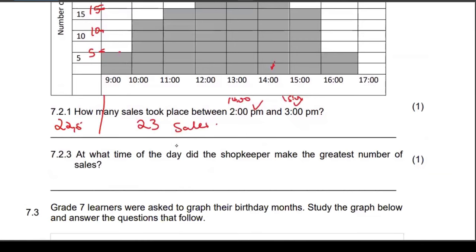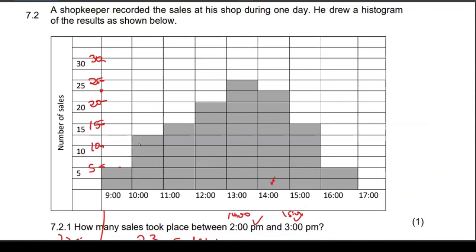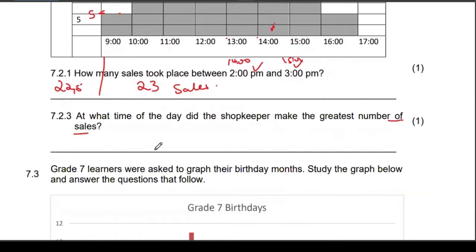At what time of the day did the shopkeeper make the greatest number of sales? For the greatest, we look at the tallest bar, which is this one at 25 sales. So between 1 and 2, so just tell us 13 hours up to 14 hours. Just like that, we don't need paragraphs.